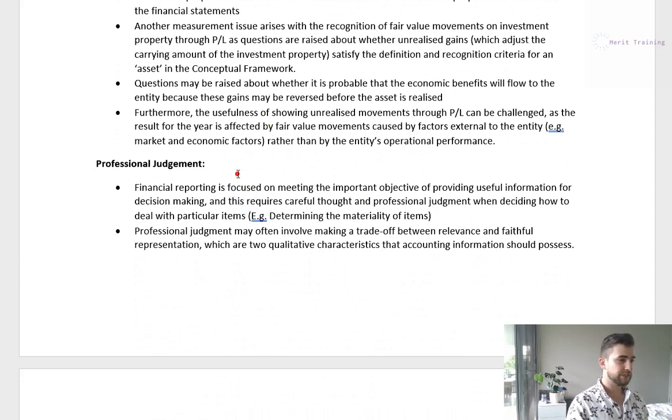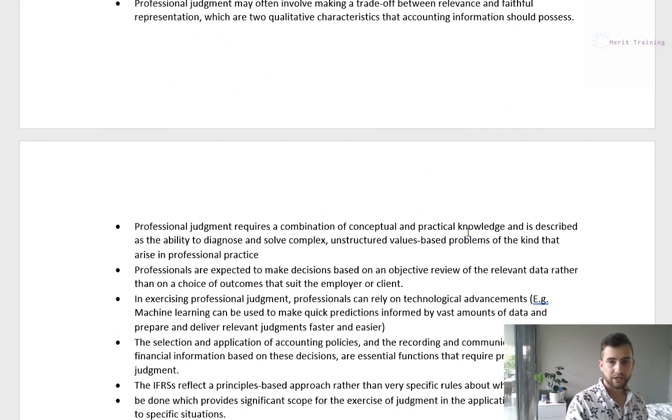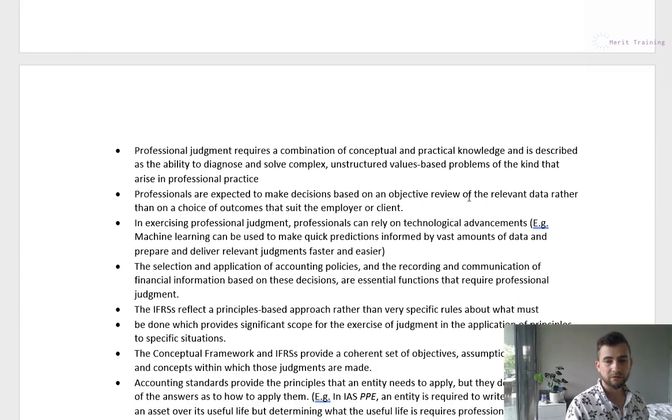Okay, and so financial reporting is focused on meeting the important objective of providing useful information for decision making, and this requires careful thought and professional judgment when deciding how to deal with certain items. For example, which measurement approach are we going to take? And this often involves making a trade-off between relevance and faithful representation. So it really involves a combination of conceptual and practical knowledge.